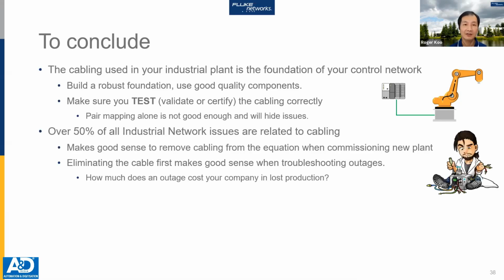Over 50% of the industrial Ethernet issues are related to cabling. It certainly makes good sense to remove the cabling from the equation as the first step for troubleshooting. Eliminating the cable makes troubleshooting easier. To me, it's always that first step that everyone is asking.